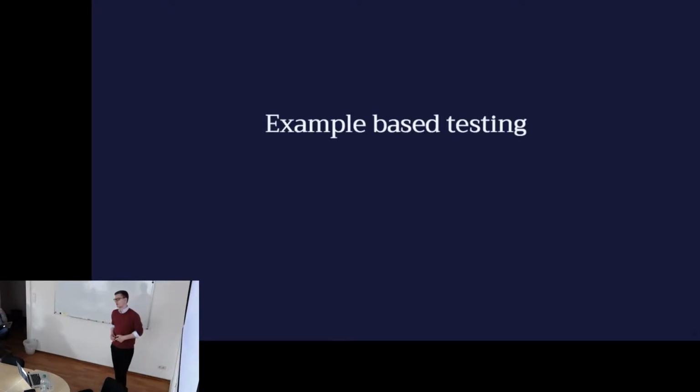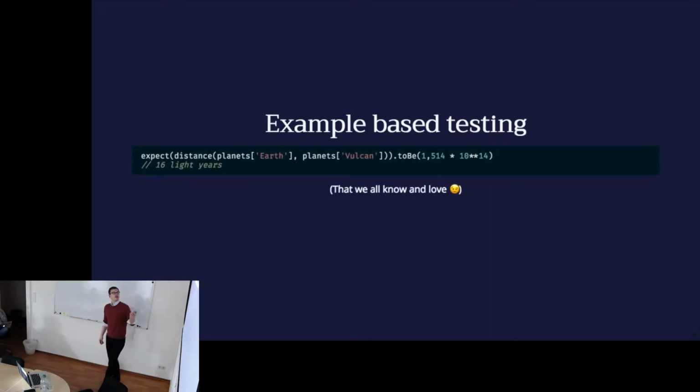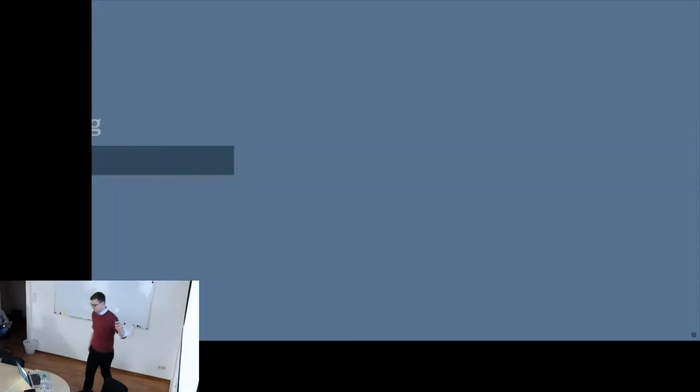So, what do we usually do? Okay, all of us obviously write unit tests, and what we usually do when we write unit tests is we do example-based testing. Okay, what do I mean by that? If we look at this example, we expect the distance function between the planet Earth and the planet Vulcan to be roughly 1.5 times 10 to the 14th power kilometers, which is roughly 16 light years. Yeah, we all know and love this, okay? Not just Star Trek, I mean testing. So, that was example-based testing.